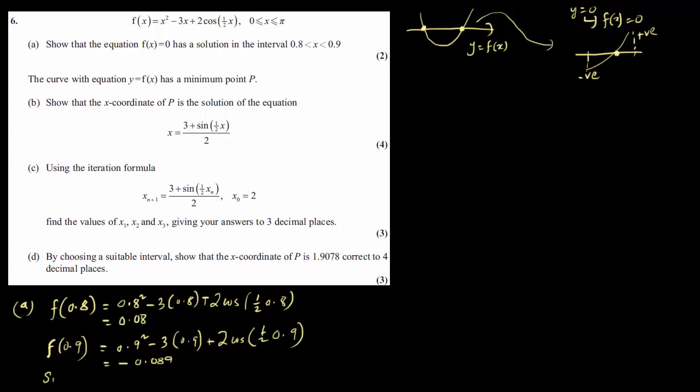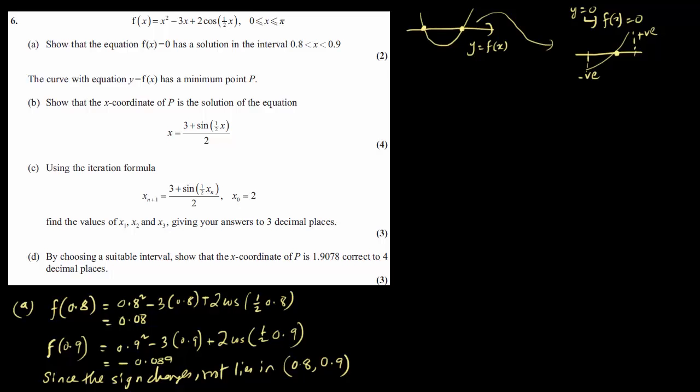So since the sign changes, we can say the root lies in the interval. Now 0.8 to 0.9 in the inequality format can also be written with an open bracket and close bracket. It is the same as the interval.